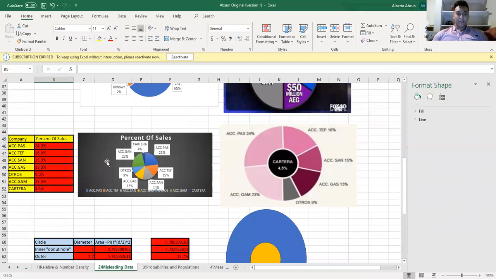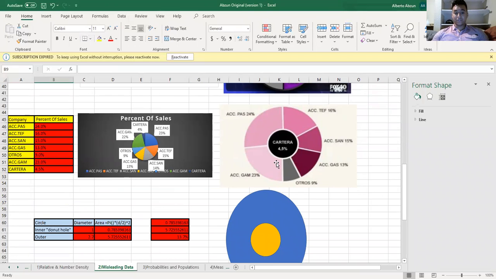Okay, so here we're talking about companies, and we're talking percentage of sales. What's happening here is that they made a pie chart here, and they put Cartera here in the center, saying that their sales was 4.5%. When we made our pie chart, we can see that Cartera had not that big of an area here. We have 4% for Cartera.